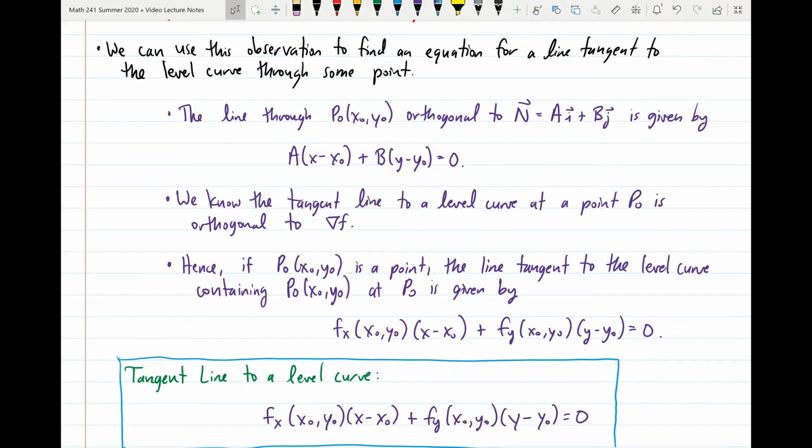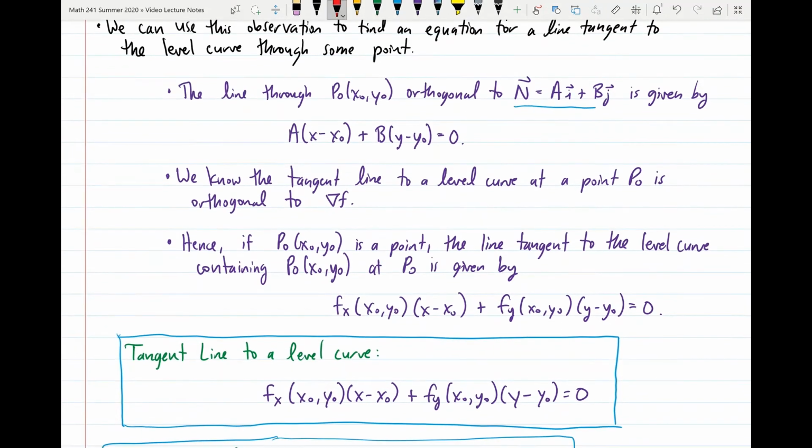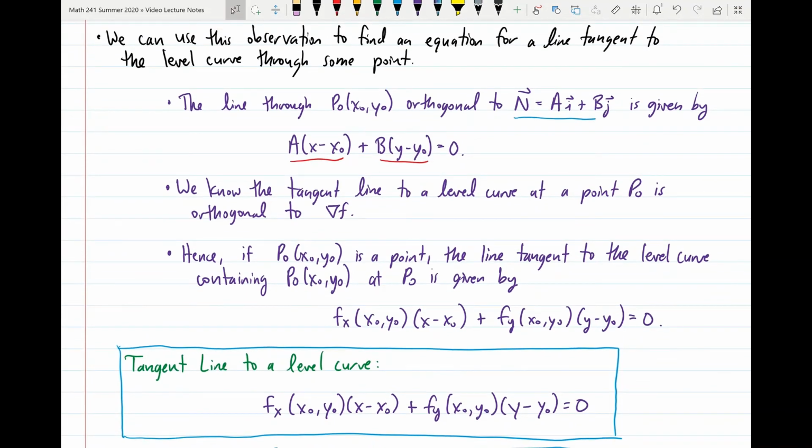So first off, just a general note. The line that passes through a point P0 orthogonal to some vector n, given here as ai plus bj, is given by the equation a times (x minus x0) plus b times (y minus y0) is equal to 0. So this is similar to the way that we developed the equation for the plane. We had some normal vector and we had a point on the plane, and we used those two pieces of information to give us an equation for the plane.